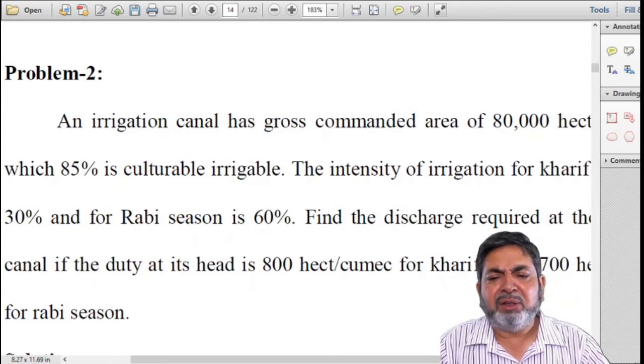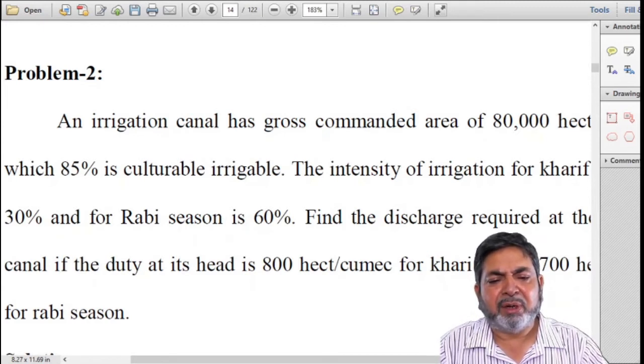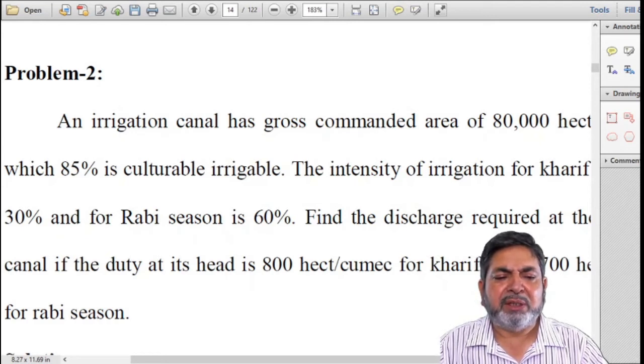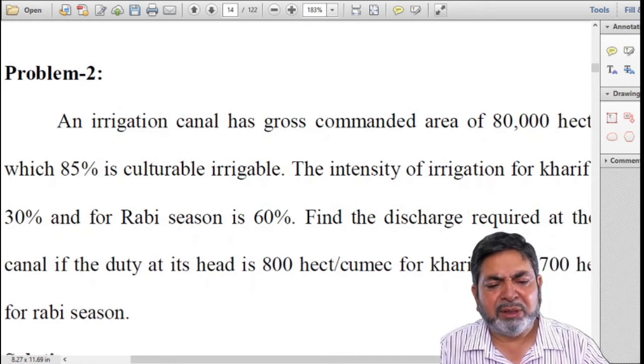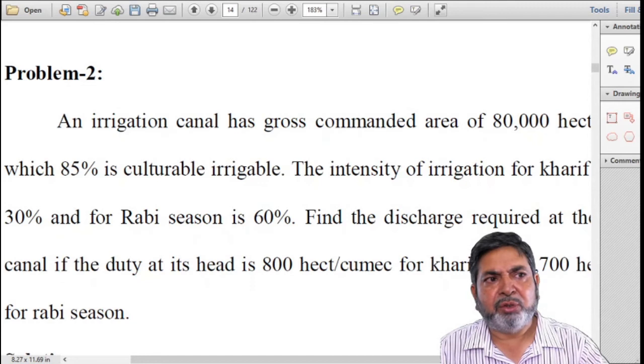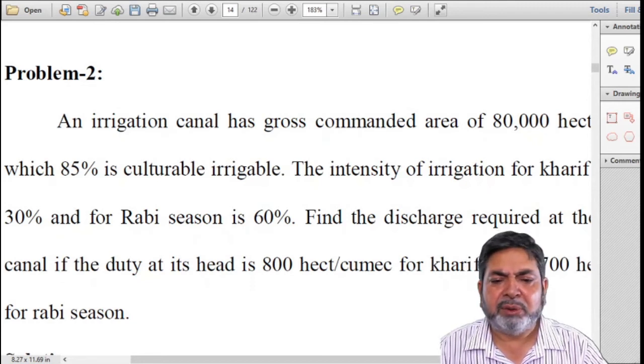And the intensity of irrigation for Kharif is 30% and for Rabi is 60%. What does this mean? This means that during the Kharif season, out of this CCA, you are using 30% area, and out of the same CCA, you are using 60% area for Rabi season. And you have to find out the discharge of the canal which should run through this area and supply the water to that area.